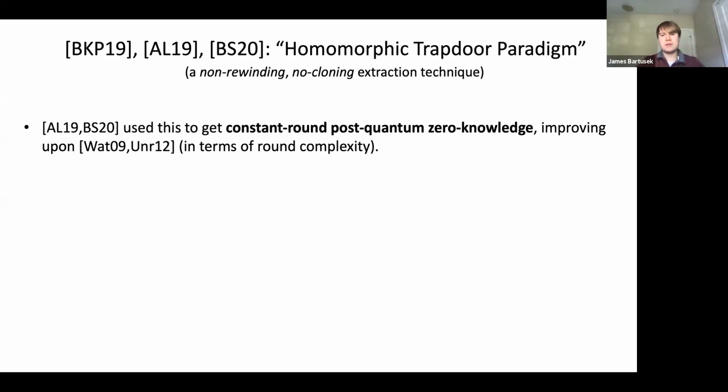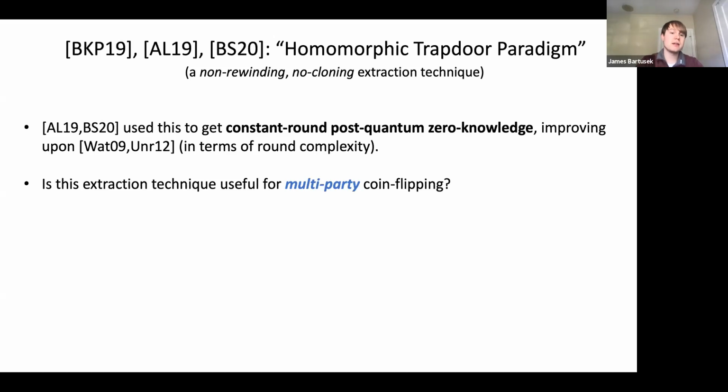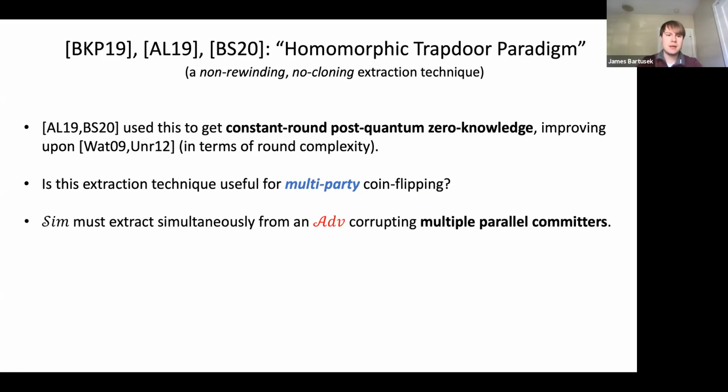But note that what I just described, and zero knowledge in general, is just an interaction between one prover and one verifier. So we're asking, is this extraction technique actually useful in the multi-party setting, and in particular for multi-party coin flipping? If you think back to the template I had earlier, an adversary could be corrupting some set of parties that are running these commitments in parallel, and so the simulator must somehow extract from an adversary that is corrupting multiple committers. So our challenge here is to extend this technique to the parallel setting. Okay.